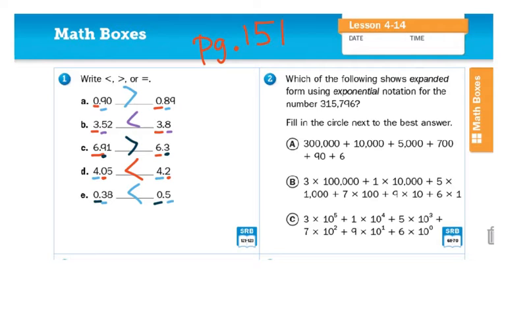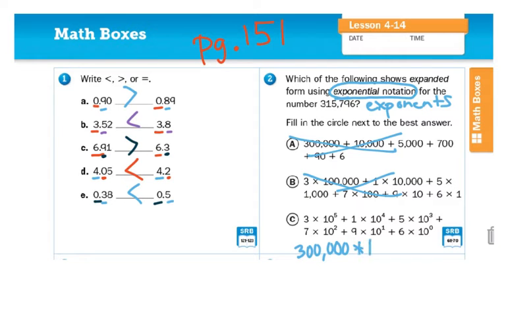Number 2, which of the following shows expanded form using exponential notation for the number 315,796? We're looking for exponential notation. We're looking for exponents. Be careful with this one. A does work, but it doesn't use exponents. Either does B, but 3 times 10 to the 5th, remember, would be 3 with 5 zeros behind it.